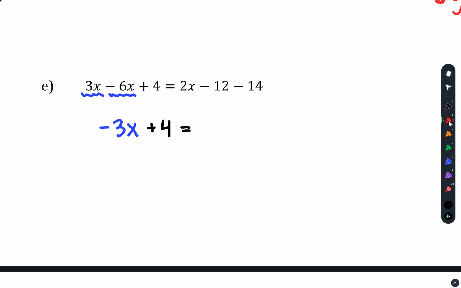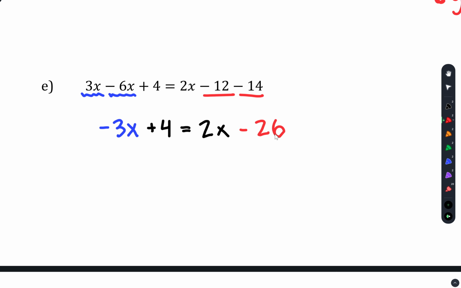Where are the like terms? Autumn? Negative 12 minus 14. So I can drop down the 2x. Negative 12 minus 14 gives me negative 26. And from here, what do I do next?